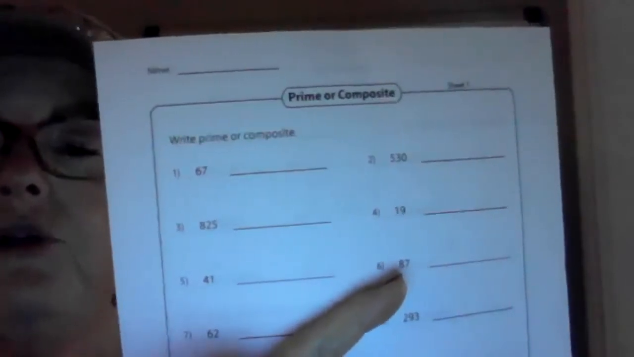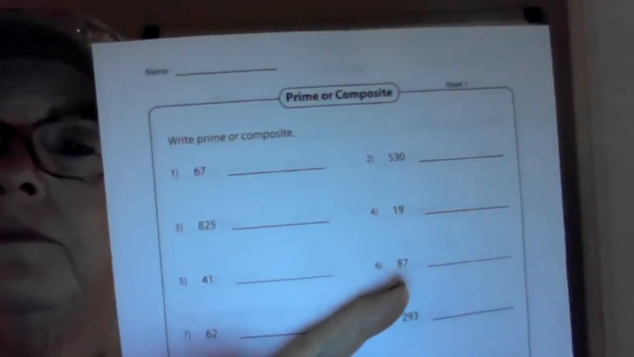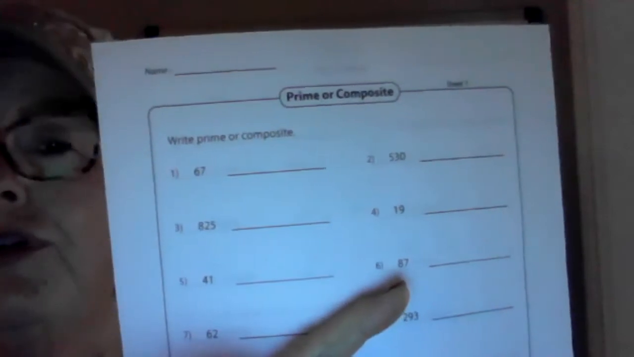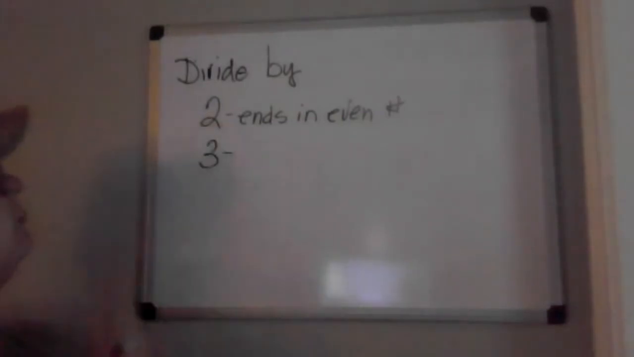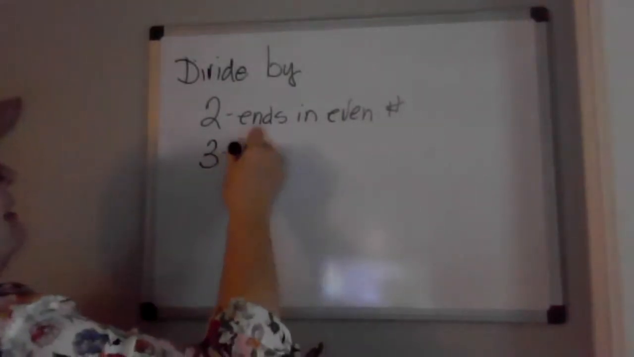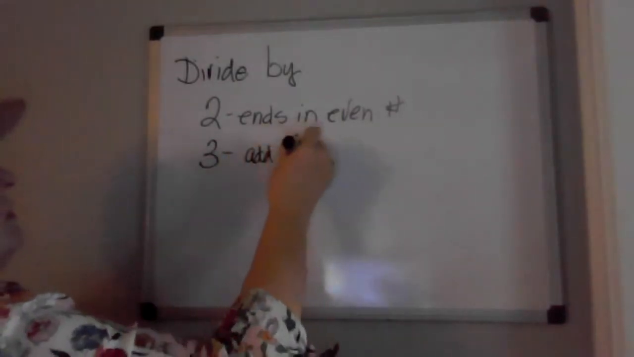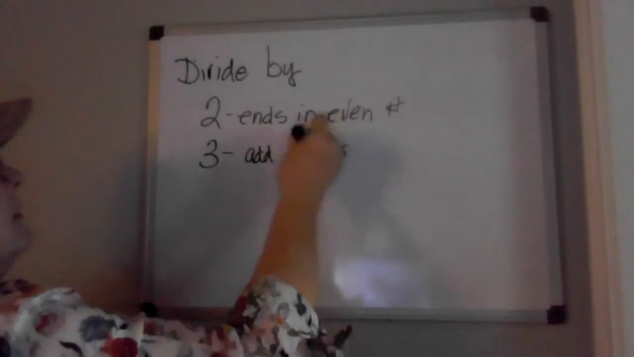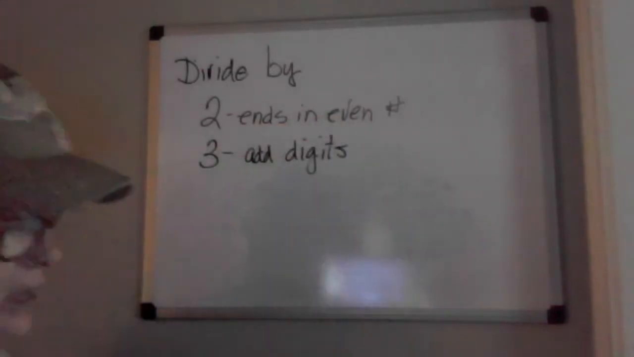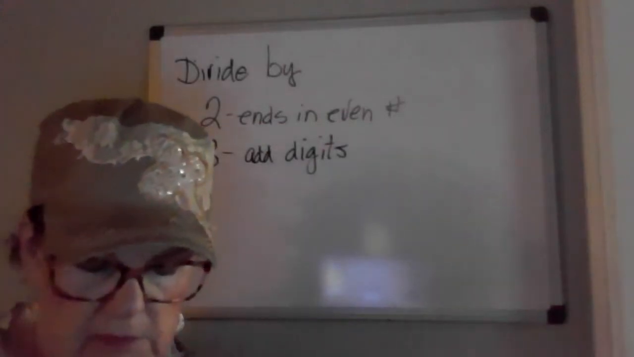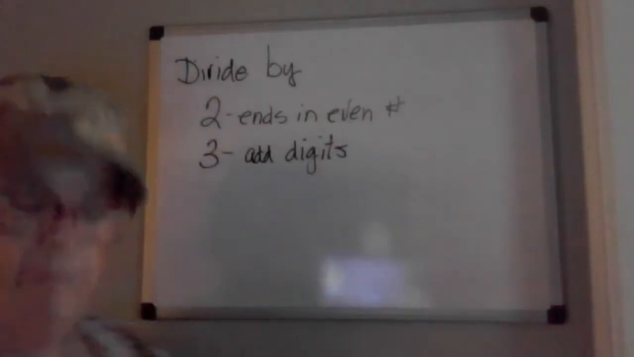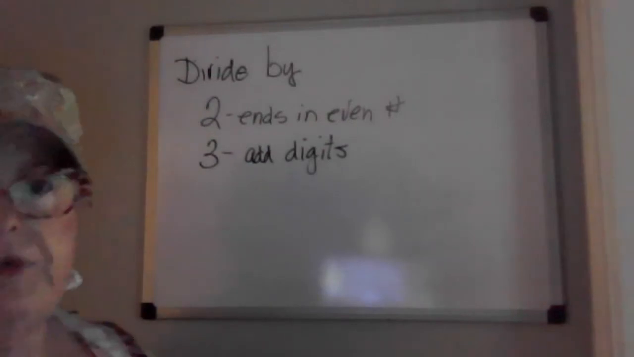It won't divide by 2, will it? But we're not sure. That doesn't necessarily make it prime. Let's see if it'll divide by something else. If a number will divide by 3, you can add the digits. When you add those digits, if the sum will divide by 3, then your big number will divide by 3. Let me explain.